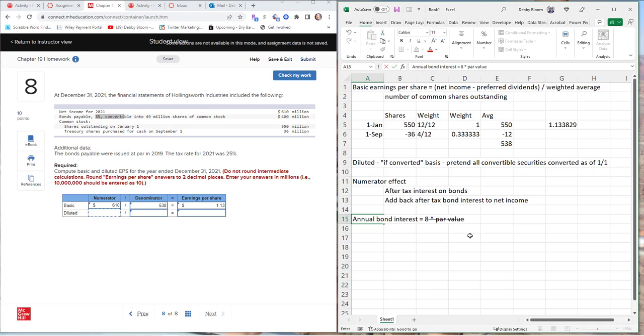Why am I strike through here? I'm not going to worry about it. So in this case, that should be an 8%, excuse me. That's not a percent, there's a percent. So in this case, I'm going to take 8%.